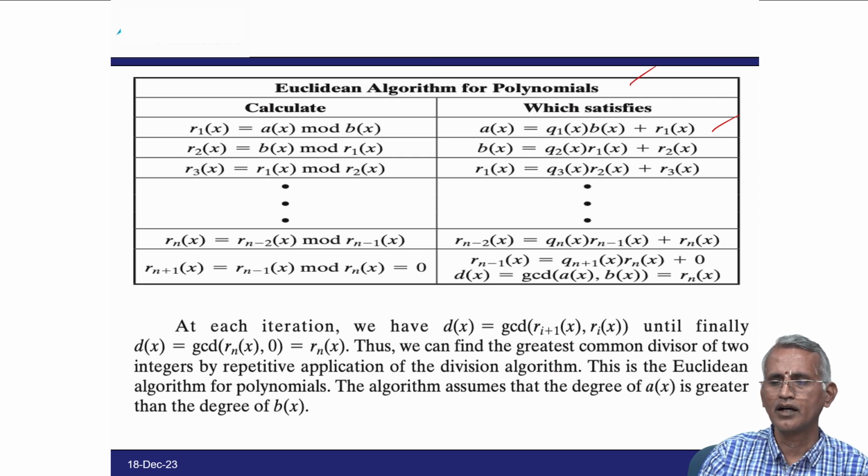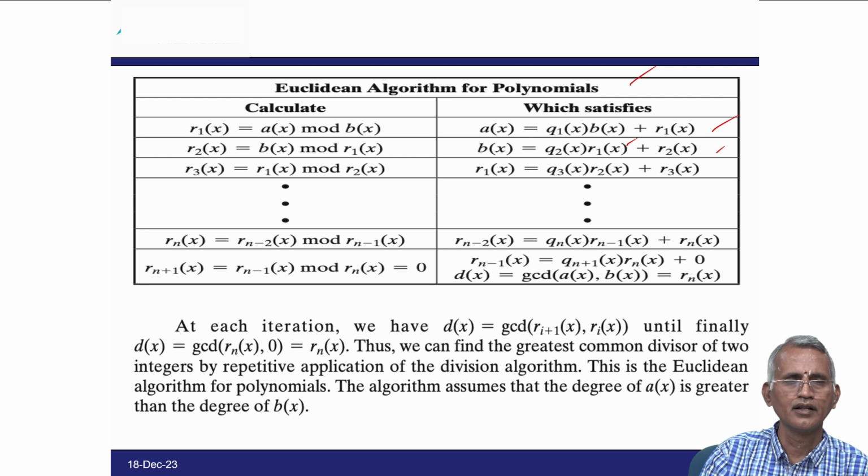Similarly, compare B(x) with R1(x). B(x) is greater than R1(x), so divide them: B(x) equals the new quotient Q2(x) into R1(x) plus R2(x), and obviously B(x) is identically equal to R(x) under modulo R1(x). Similarly, compare R1 and R2. R1 is greater than R2, then R1(x) equals Q3(x) into R2(x) plus R3(x). Therefore, R3(x) is identically equal to R1(x) under modulo R2.